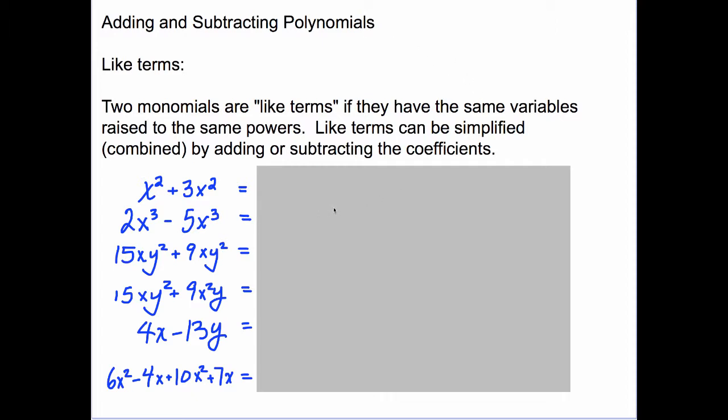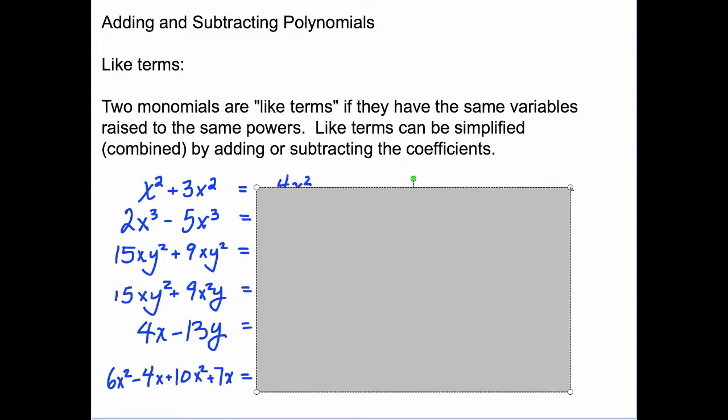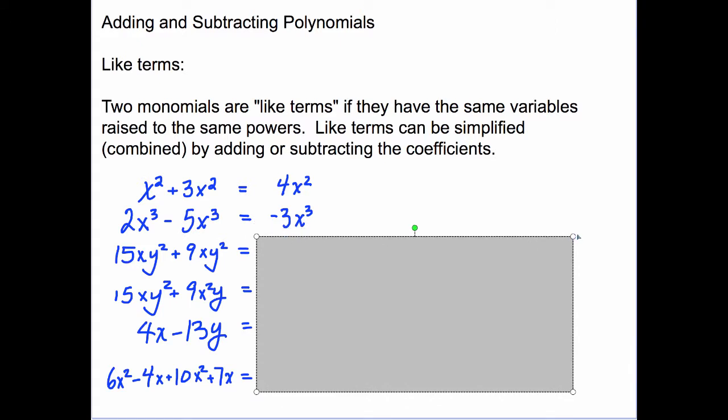Let's take a look at the first one, x squared plus 3x squared. Those are the same variables, and the exponents on those variables are the same. So we can add the coefficients 1 and 3, and this simplifies to 4x squared. Next example, 2x cubed minus 5x cubed. Once again, the exponents on the variables are the same, the variables are the same, so we can simply add or subtract the coefficients. 2 minus 5 is negative 3, so this simplifies to negative 3x cubed.